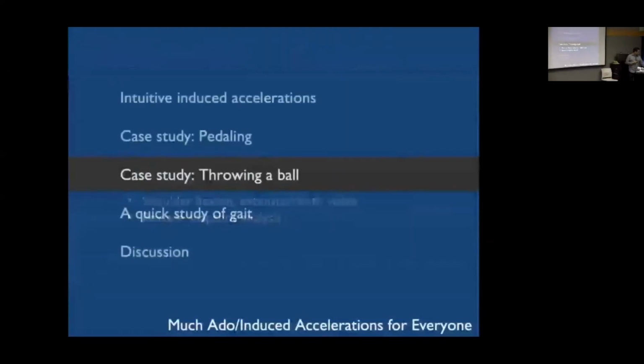Okay, so we looked at throwing a ball. By the way, I apologize, we're taking some extra time. The tutorial that I gave was an hour time slot, and I know the HPL seminar is usually shorter than an hour, so I have to apologize for going a little bit long. But we did pedaling and throwing a ball.